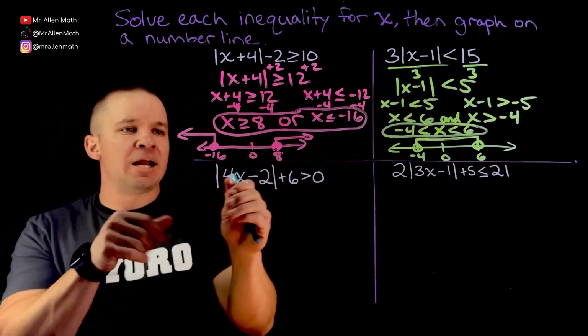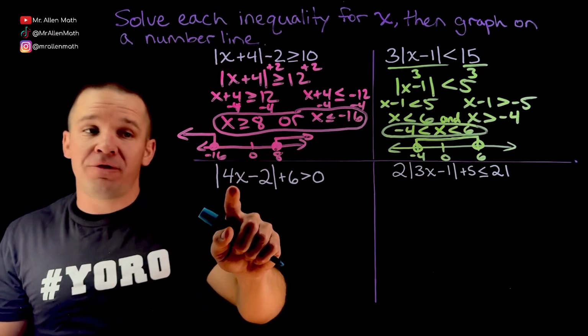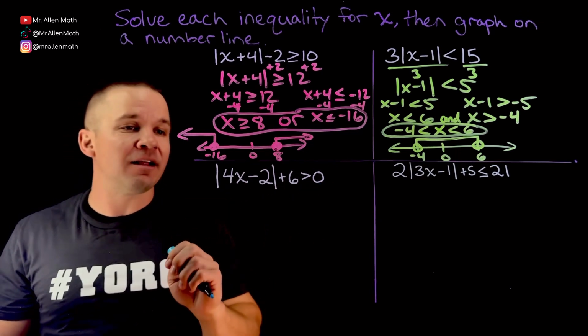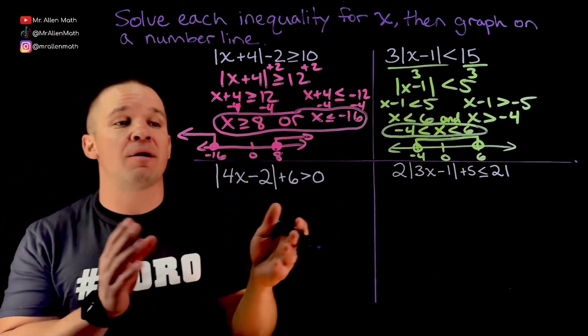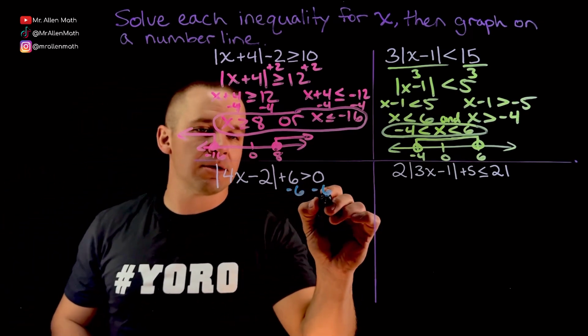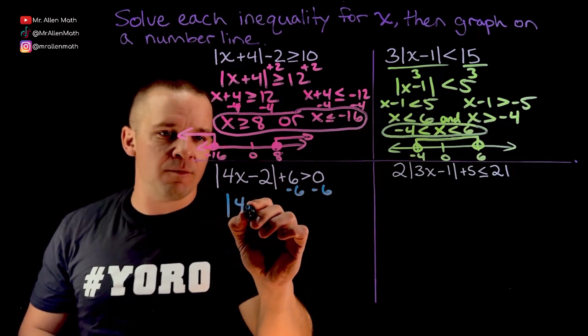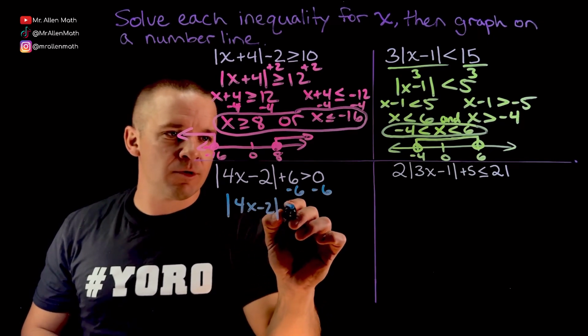All right. Next one over here. Ooh, we got a coefficient within. That's exciting. But we're not set up yet, right? We don't have the absolute value isolated. So let's subtract 6. So I've got the absolute value, and we got 4x minus 2 is greater than negative 6.